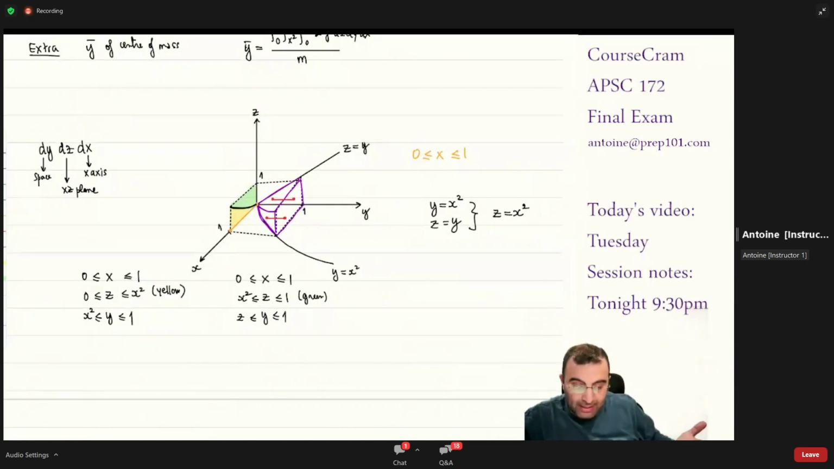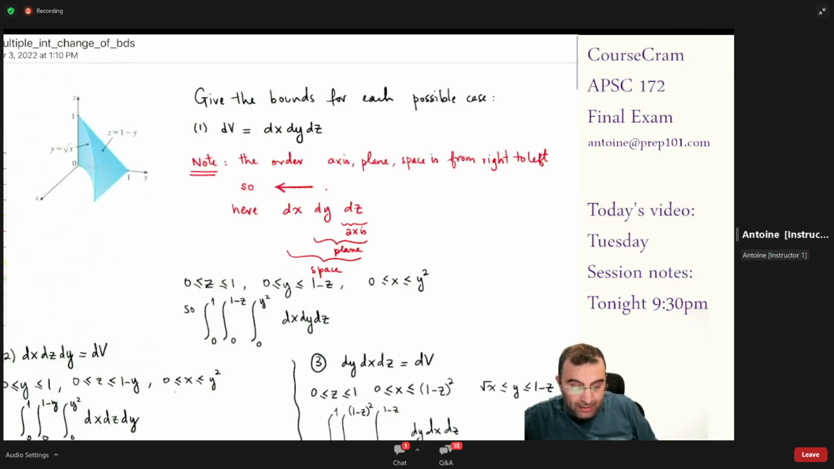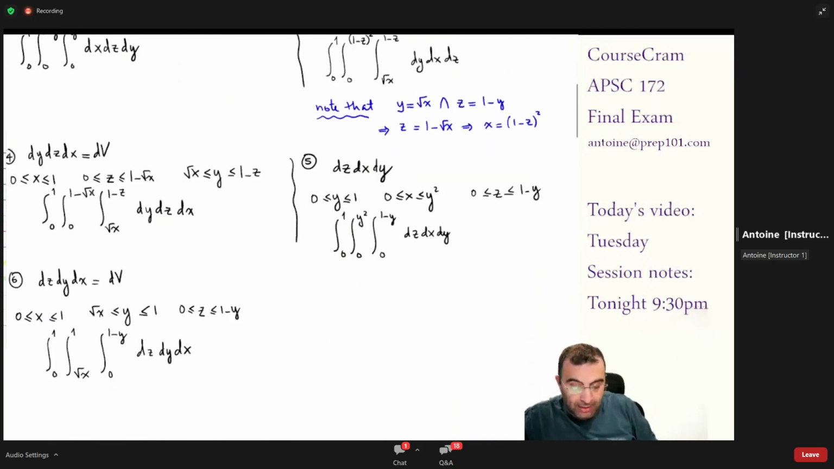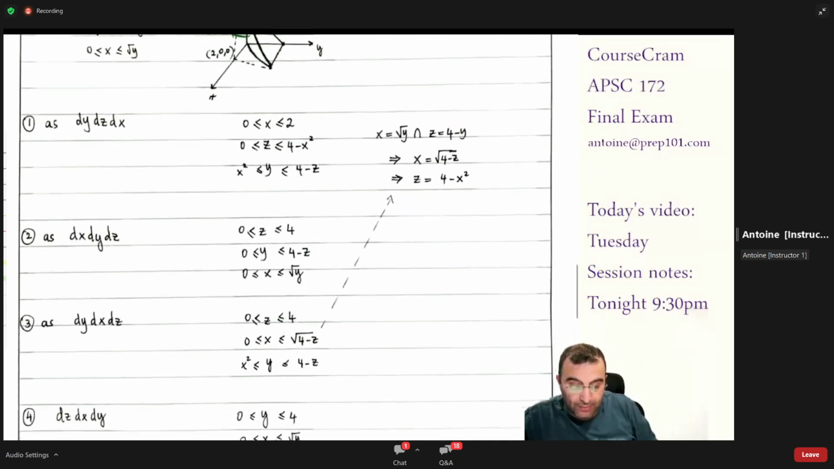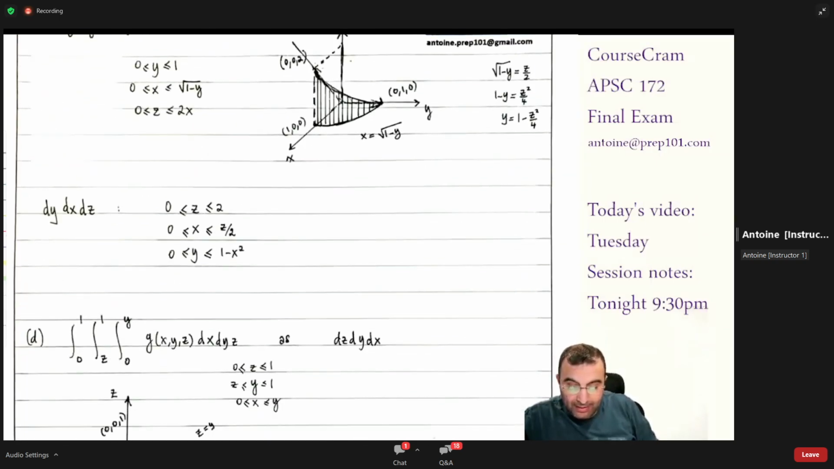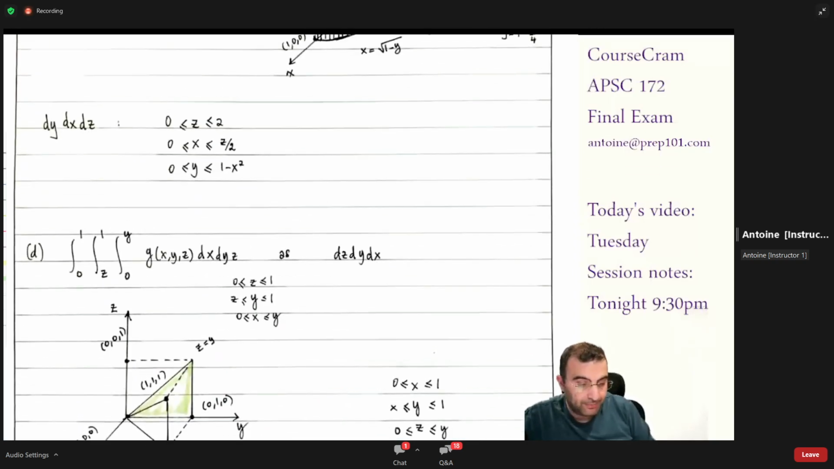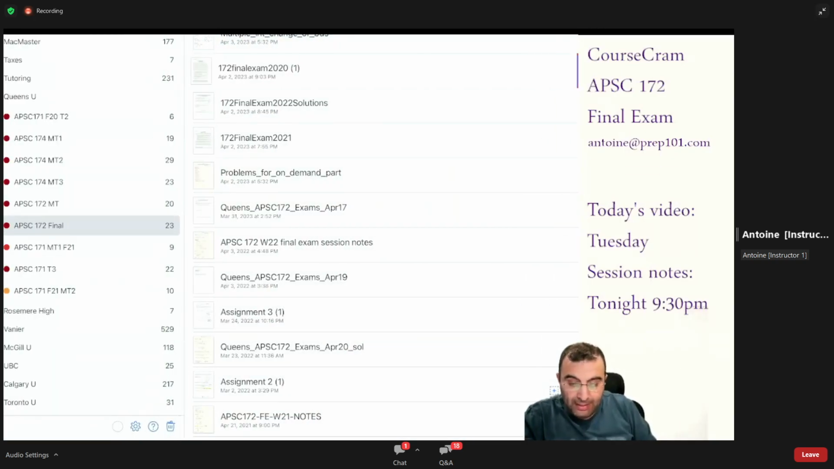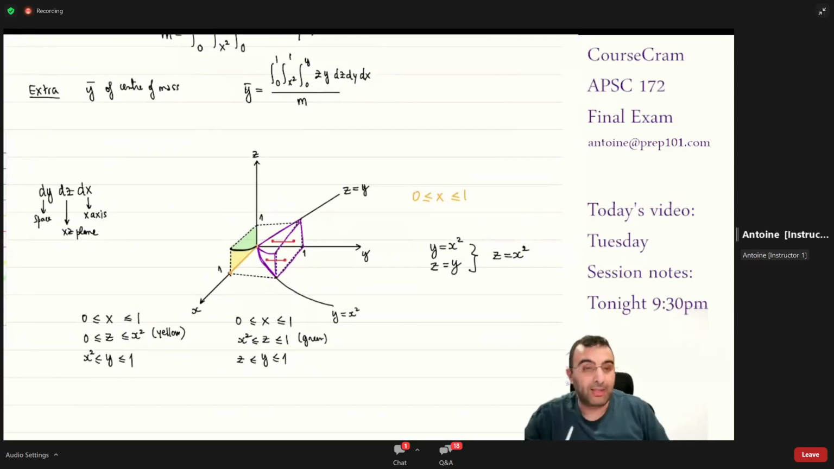So as I said, I am going to give you a lot of extra changing of bounds problems so you can re-practice this. And if you have questions, you could always ask me. See, this seems to be a similar problem. I have solved a few more problems like this, so they're very interesting.